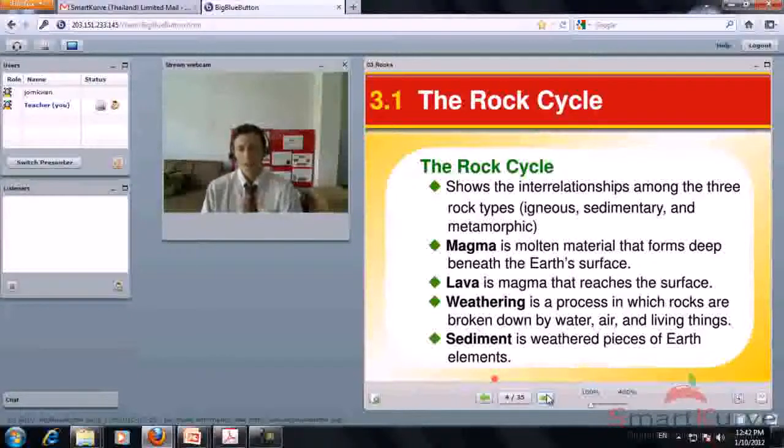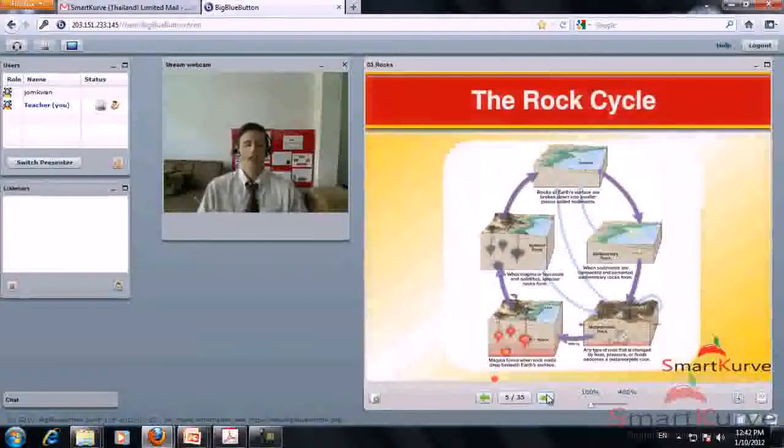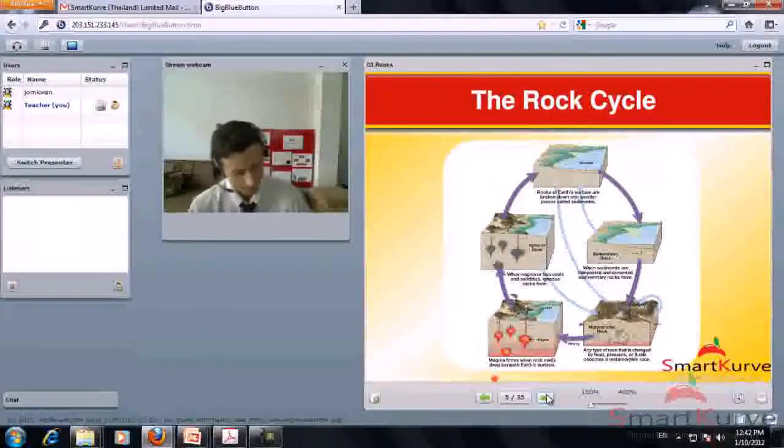Weathering is how things are broken down by the water, the air. Remember, we talked about that with sedimentary rock. And that sediment are the weathered pieces of Earth's elements. I know I'm giving you a lot of different definitions here, so it might be very confusing. To help us understand, let's go on to the next slide, number 5. You can see how this process works.